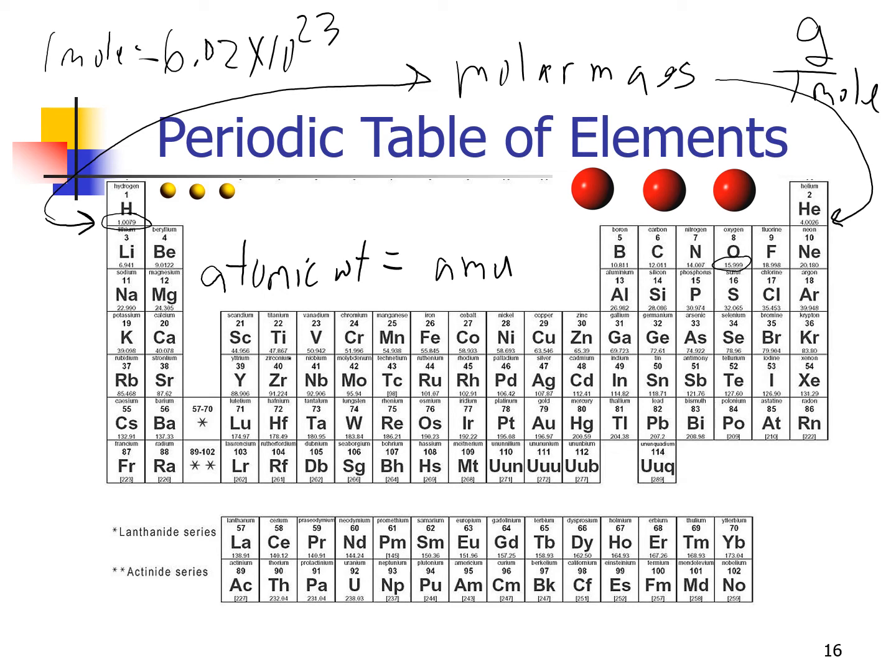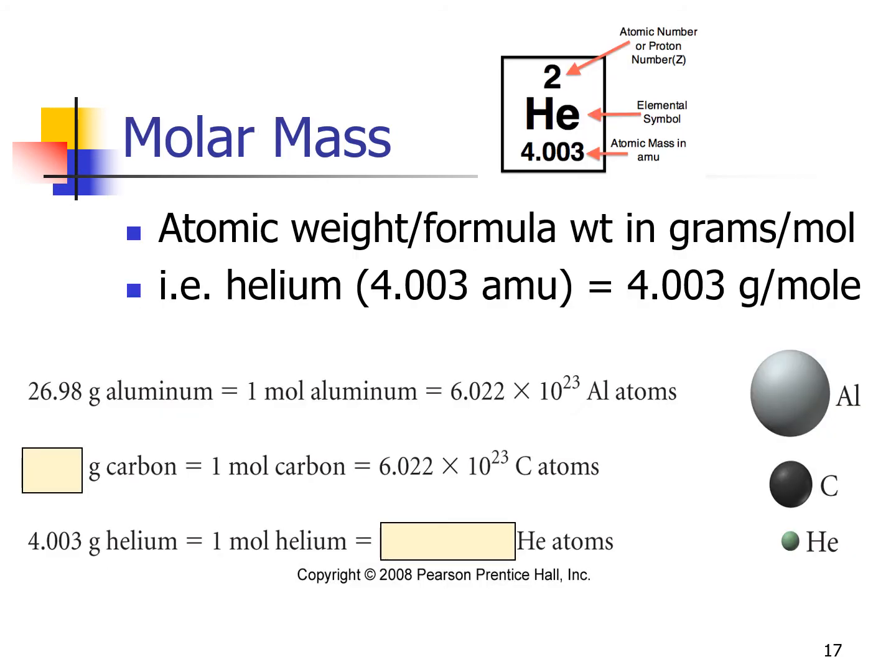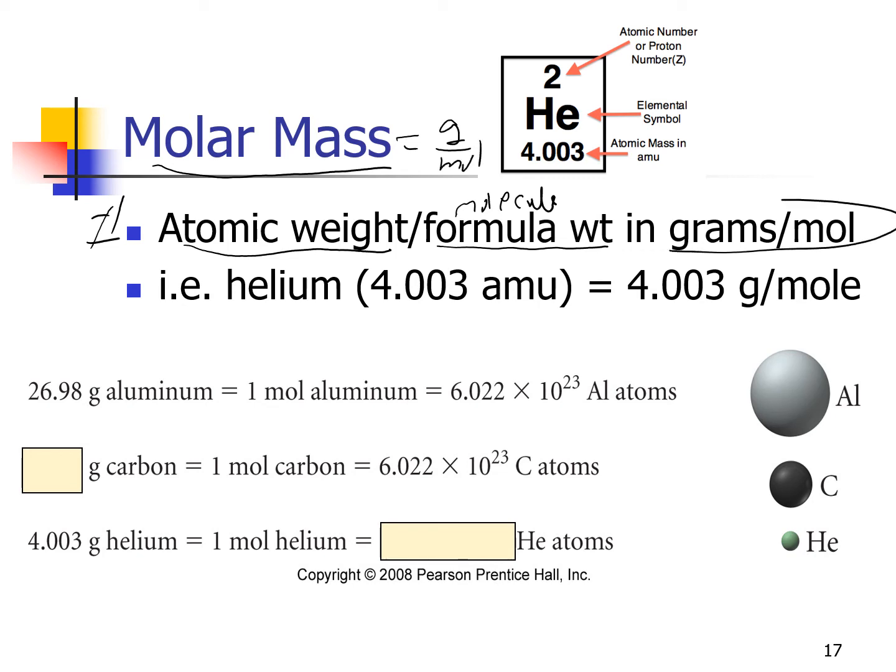So 1 mole is going to be the mass in grams. Molar mass is the same number as the atomic weight of an atom or the formula weight of a molecule. The difference is in the units. So the units for molar mass are equal to grams divided by moles.